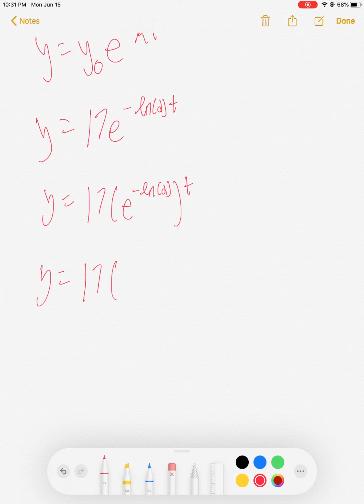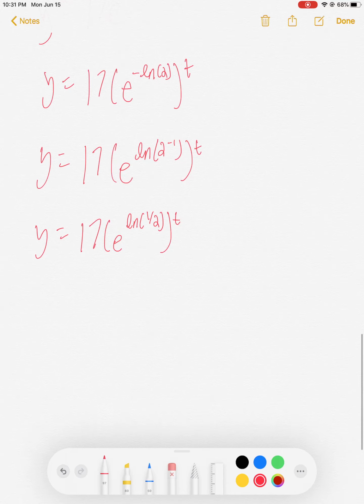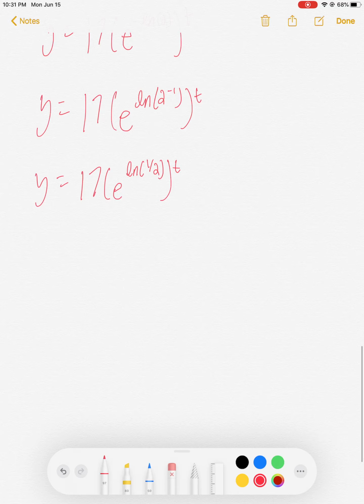So let me rewrite this exponent here as e, in parentheses, e to the minus ln of 2, of t. Remember, whenever I multiply exponents together, I can do this. This is legal. These two things are the same. Well now, because of natural log rules, I can bring that negative in front of the natural log and write that as ln of 2 to the minus 1 to the t.